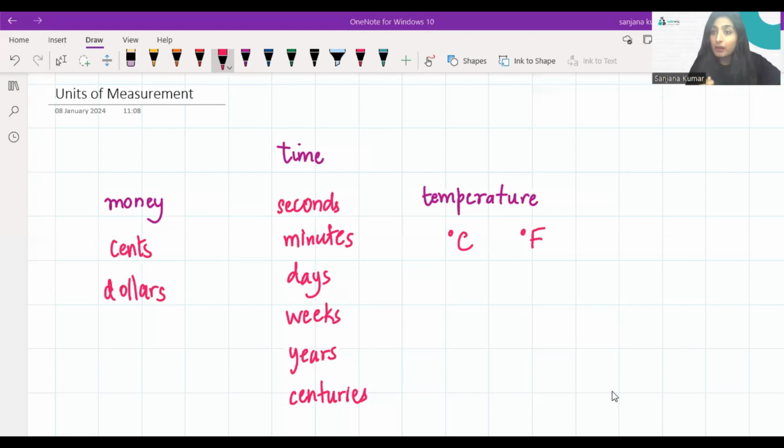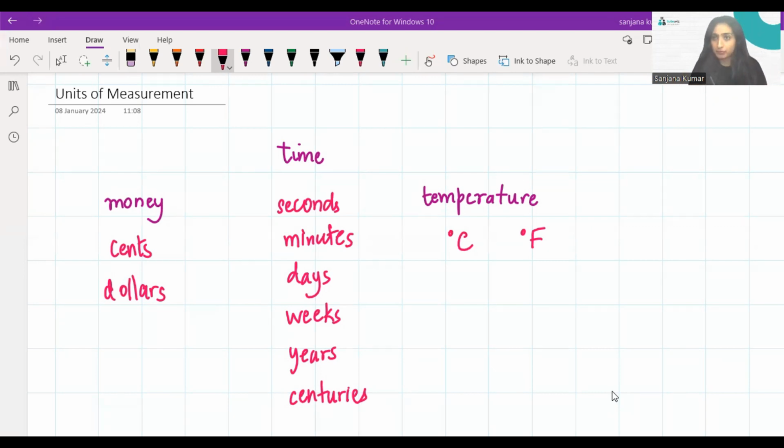So to avoid all of these issues and confusion, units of measurement come to our rescue. Units of measurement help attach a numerical value to, well, money, time, temperature, length, weight, etc., so that we can avoid using abstract terms like that's a lot of money, that took less time, that's very hot, that's really long, that's very heavy. So instead of using that, I can use units of measurement and have a numerical value for all of these. So let's take a look.